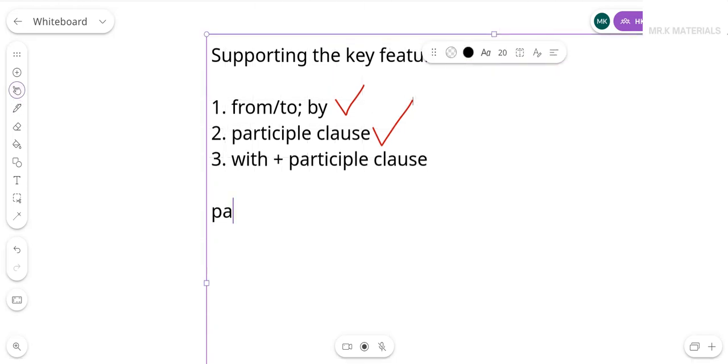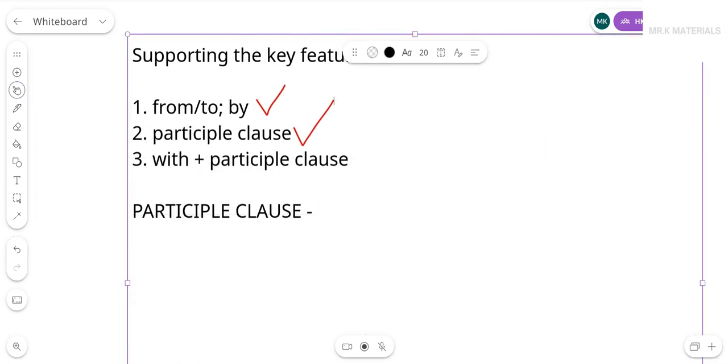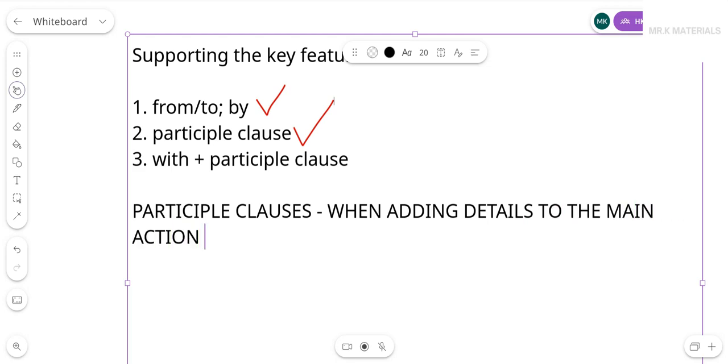Alright, the first question here is, what is a participle clause? Well, it's not really important to know what that is or the translation, it's just a grammatical term. What we need to understand is the function. When do we use participle clauses? Participle clauses are used, in our case in writing task 1, when adding a detail to the main action.